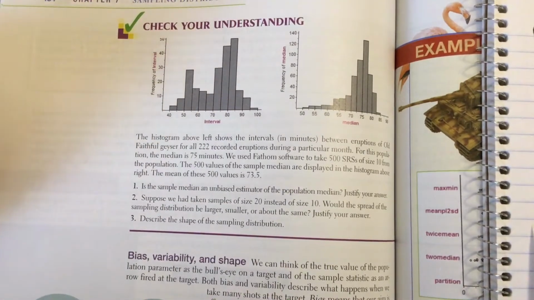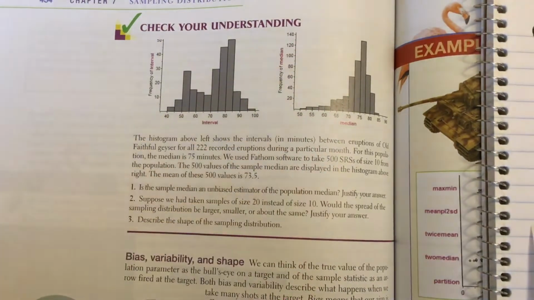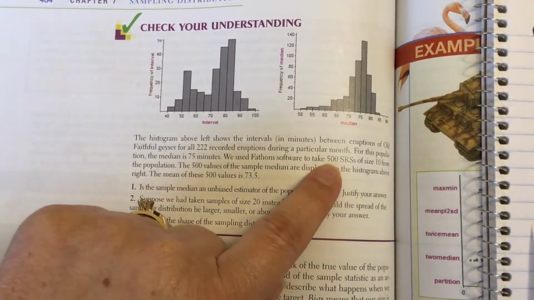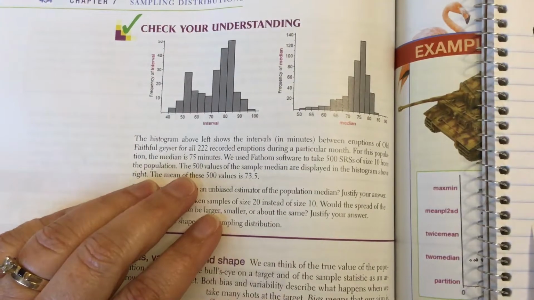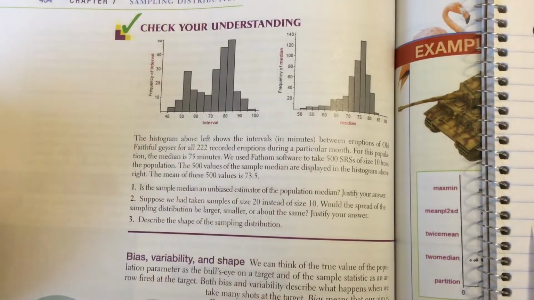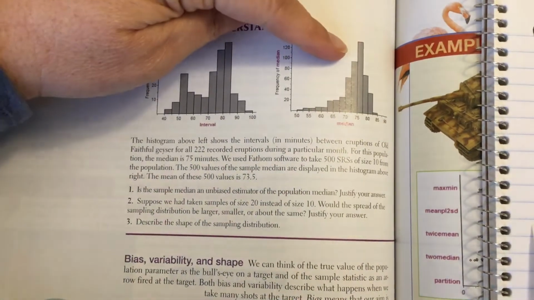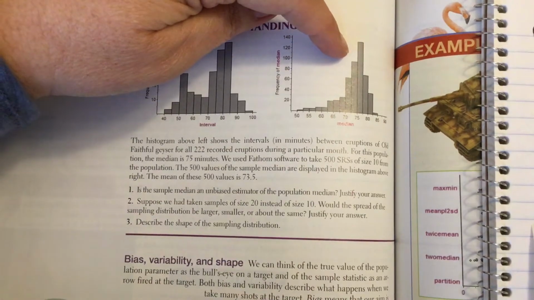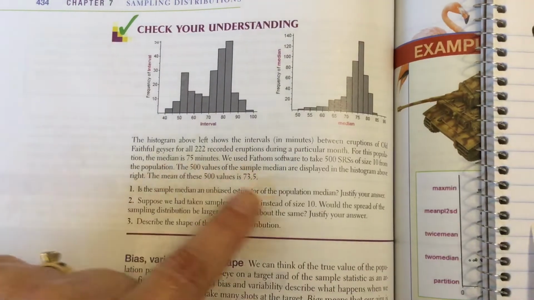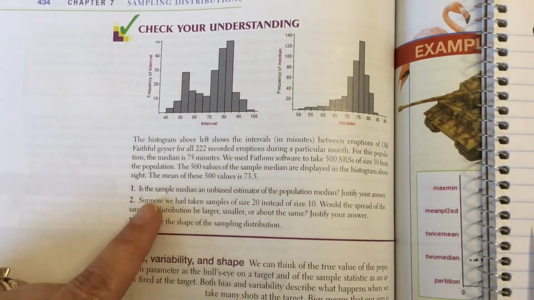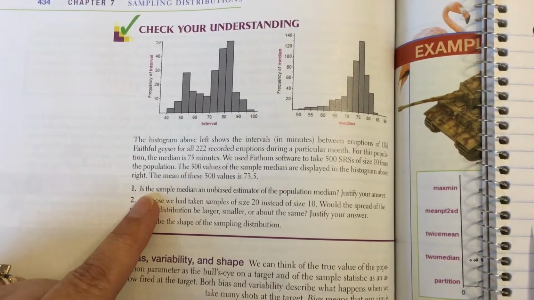Now, we use Fathom software to take 500 SRSs of size 10 from this population. So there's multiple SRSs, and of course, one interval might be in multiple SRSs, and that's okay. The 500 values of the sample median were displayed in the histogram above to the right, and the mean of these 500 values is 73.5. So it's a little different than what the actual population median is. So is the sample median an unbiased estimator of the population median?